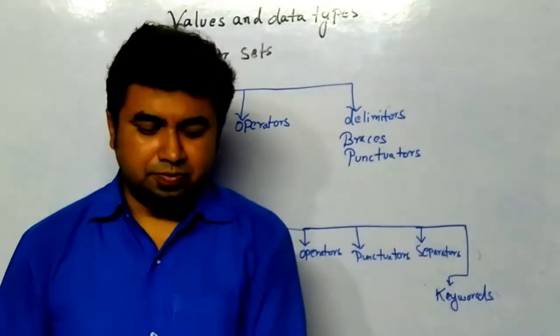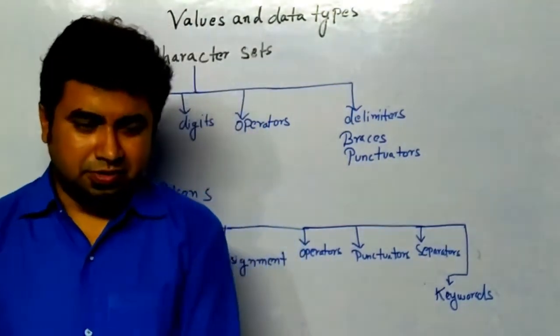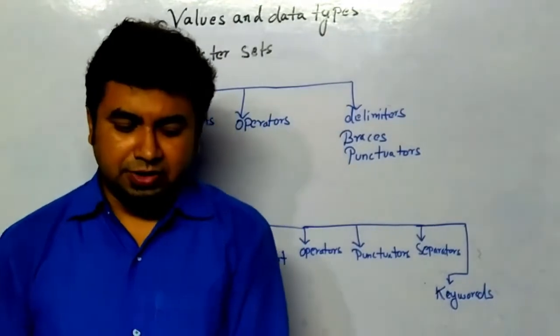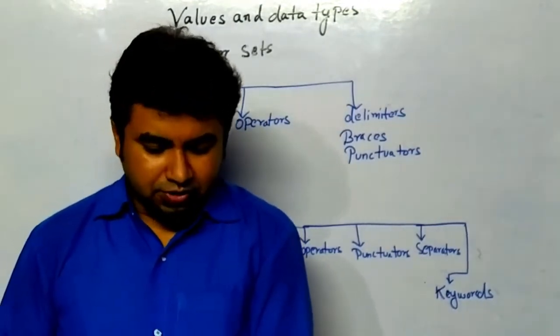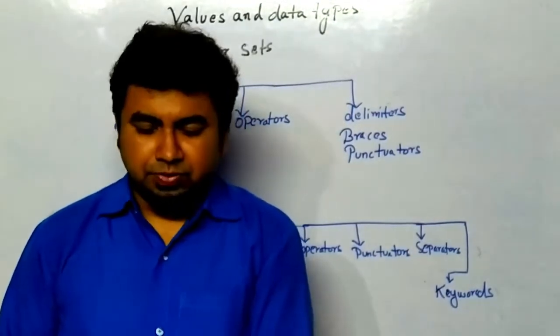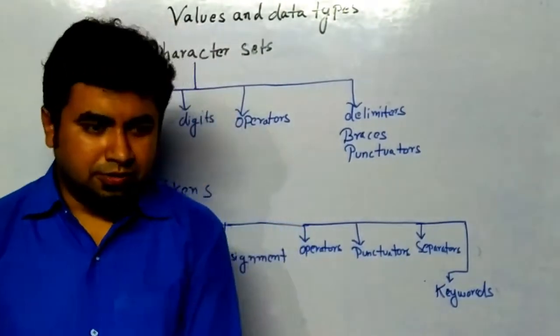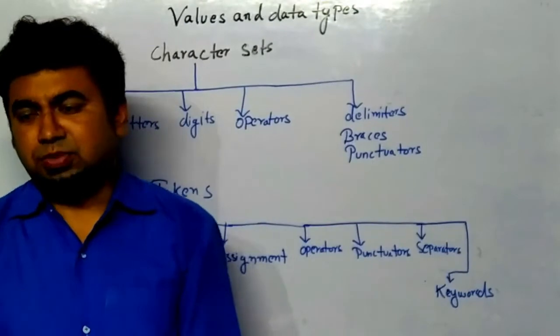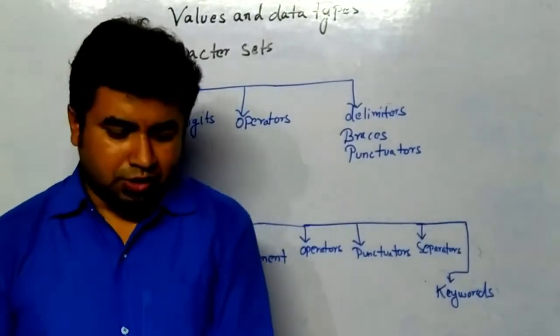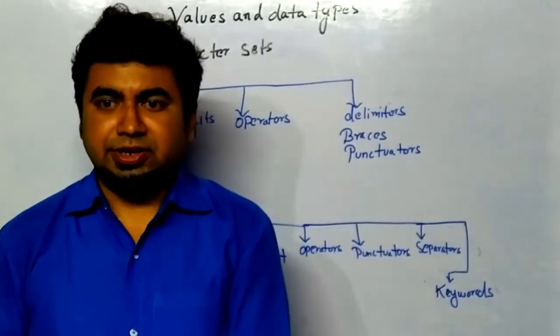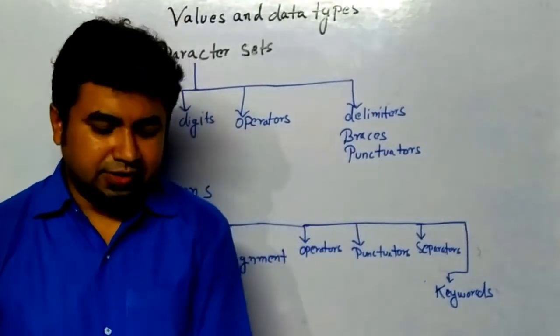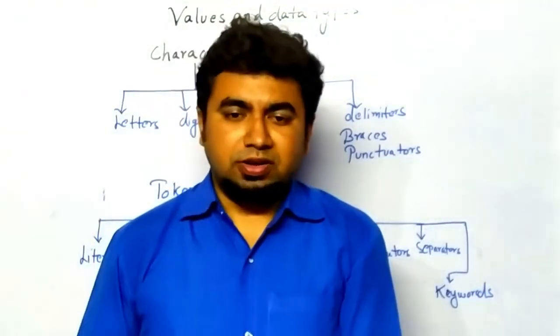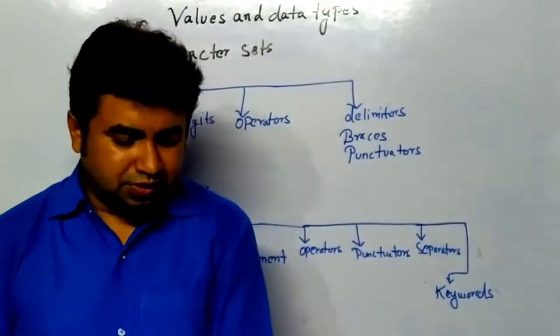Hello students, we are here to discuss Unit 3 of computer, that is values and data types. In this, one thing we should know is that a program is a set of statements. As you know, many statements are written in a program. The first line you write is public class and the name of the class, then public static void main. All these are statements.